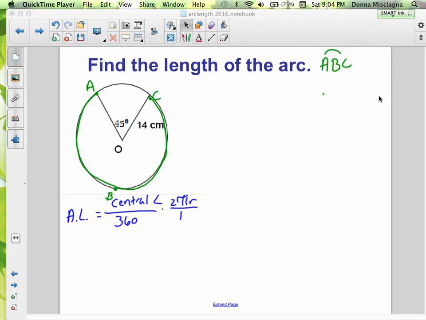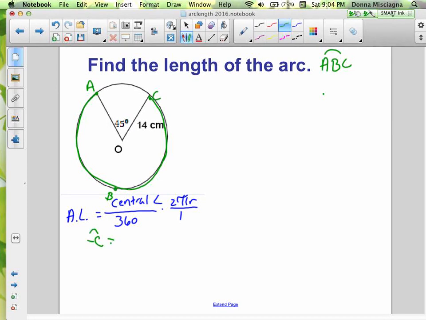We'll write in that arc. So you'll have in the question that arc AC is 45 degrees. What's the measure of arc ABC? And look carefully at this picture, and I think you'll figure out what to do.